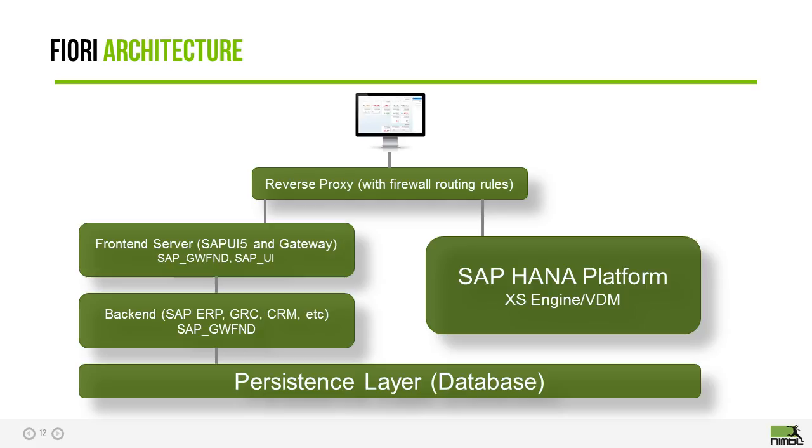Next, we have what we refer to as the front-end server, which has your gateway and Fiori components. We'll talk a bit more about those in a moment. The front-end system can be used to connect to our back-end systems such as ECC, GRC, CRM, those sorts of SAP systems. And on the right, we have a HANA platform that is just used to indicate how it would be used for applications such as fact sheets and analytical applications.